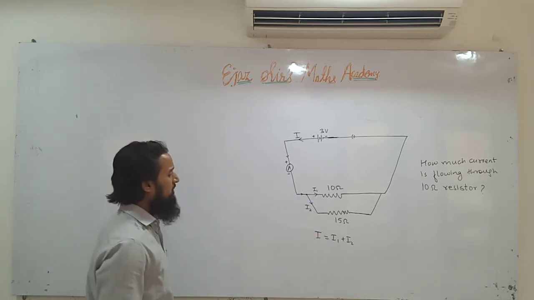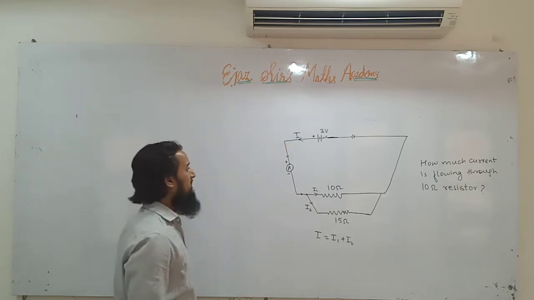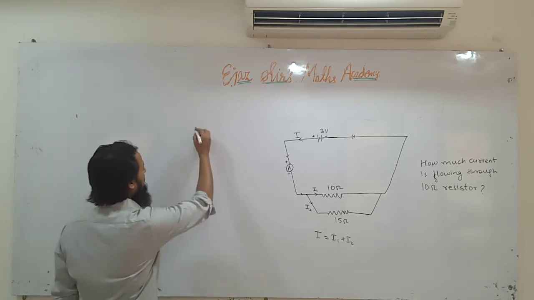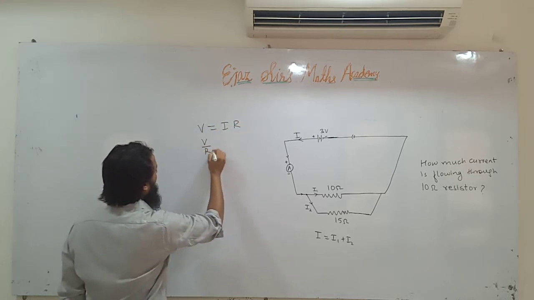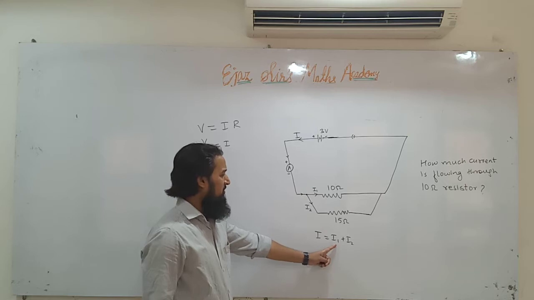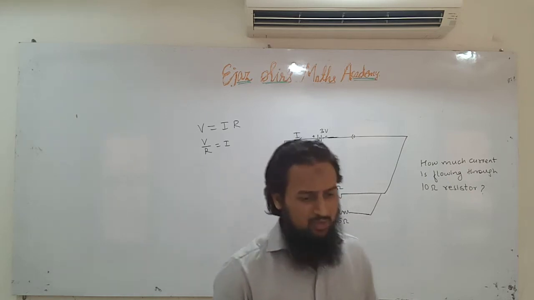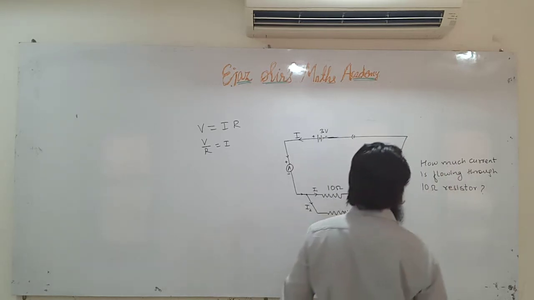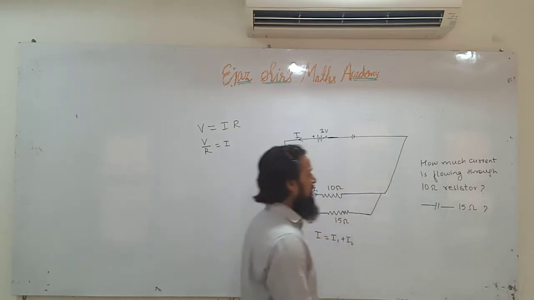Let us now try to find out the total current supplied by the cell, the battery. What is the formula to calculate current? We can apply Ohm's law. It will be V is equal to I into R, so V upon R is equal to I. Before calculating I1, we must calculate I also. There is another sub question also: how much current will flow through the 15 ohm resistor?